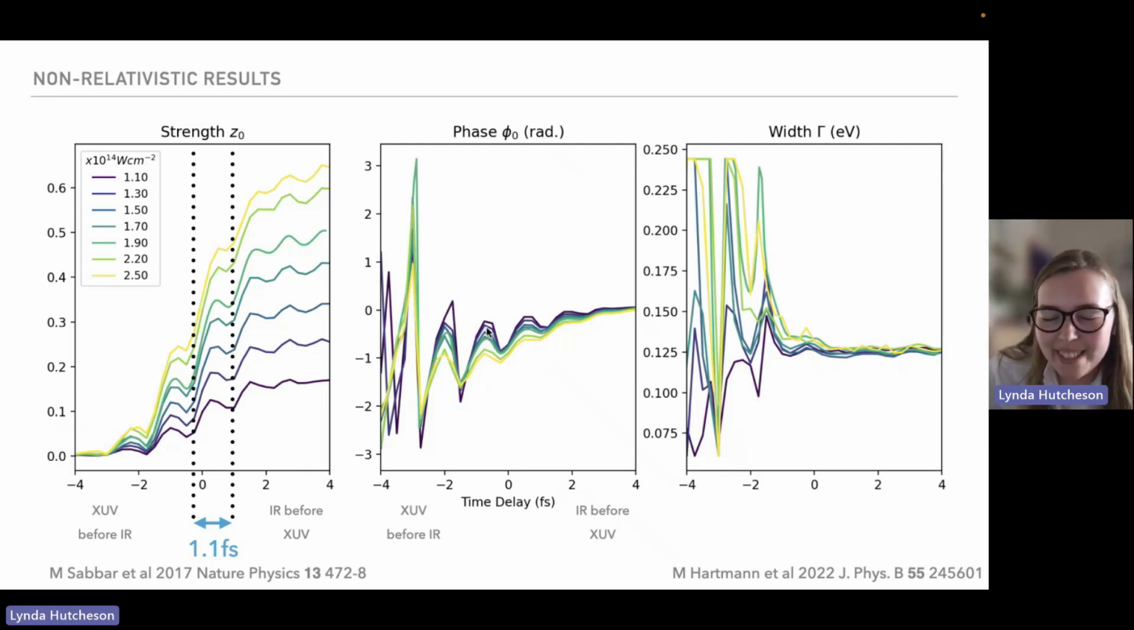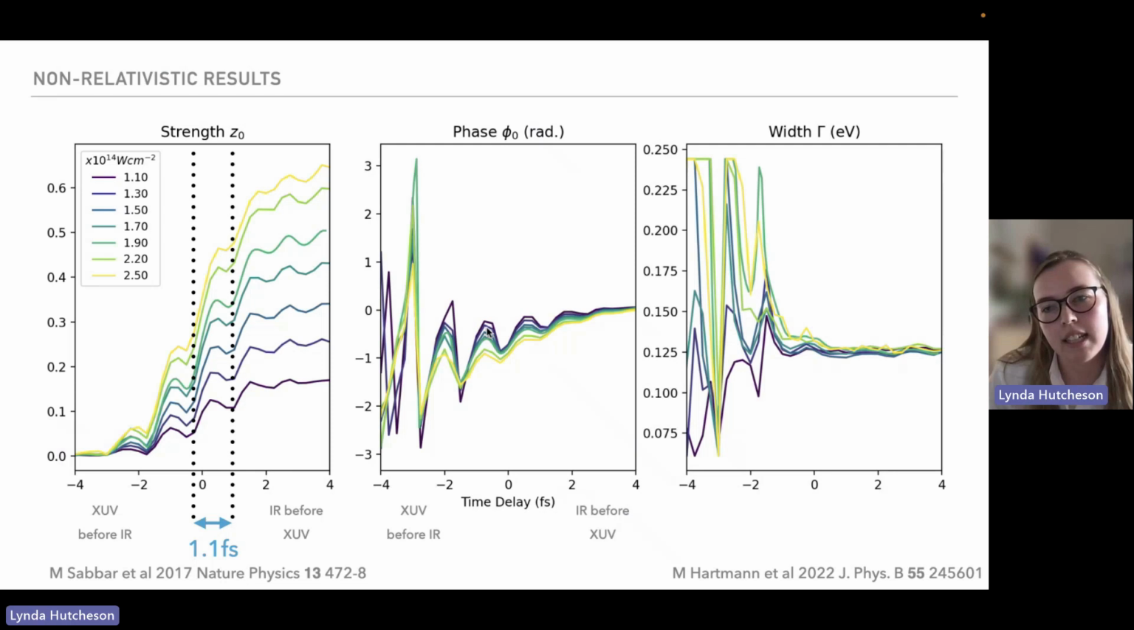This was surprising to us at first because usually things scale linearly with laser intensity. So as you increase the intensity, things get stronger. But here we've got something that seems to be getting weaker as we increase the IR laser intensity. So this was something we wanted to look at in more detail.